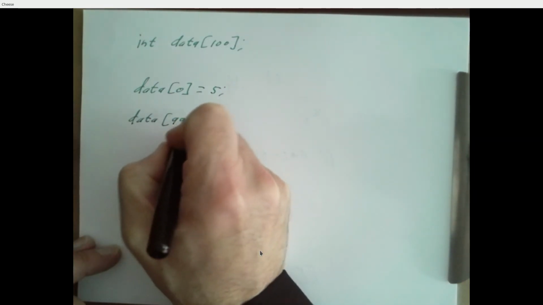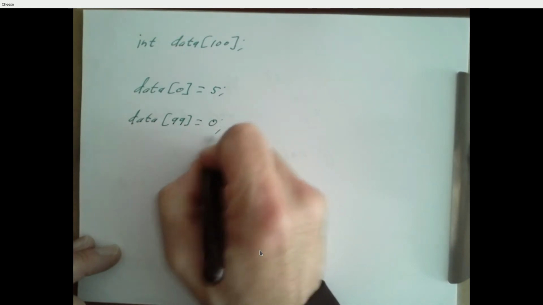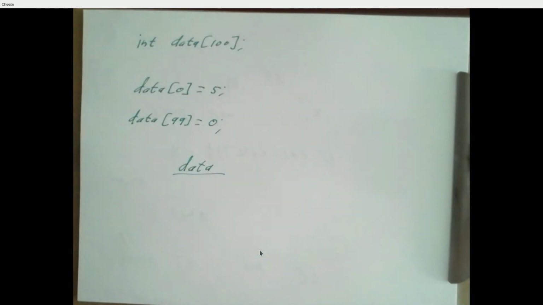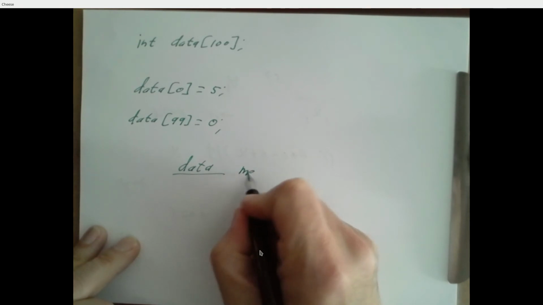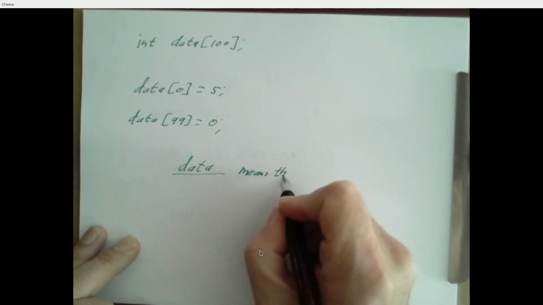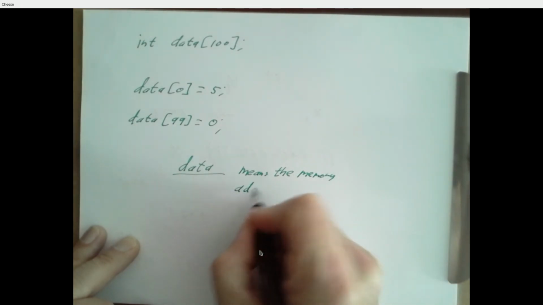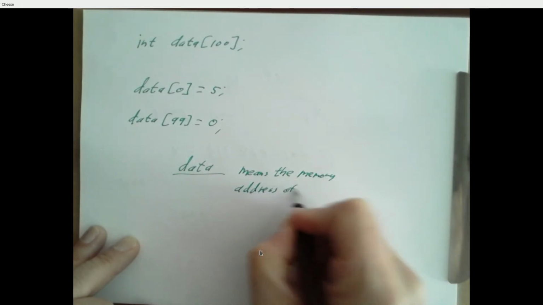If your array holds 100 things, the largest element is index 99, because we start from zero. And when you say data in a program, that's actually a memory location. So this thing means the memory address of the first element of the array.